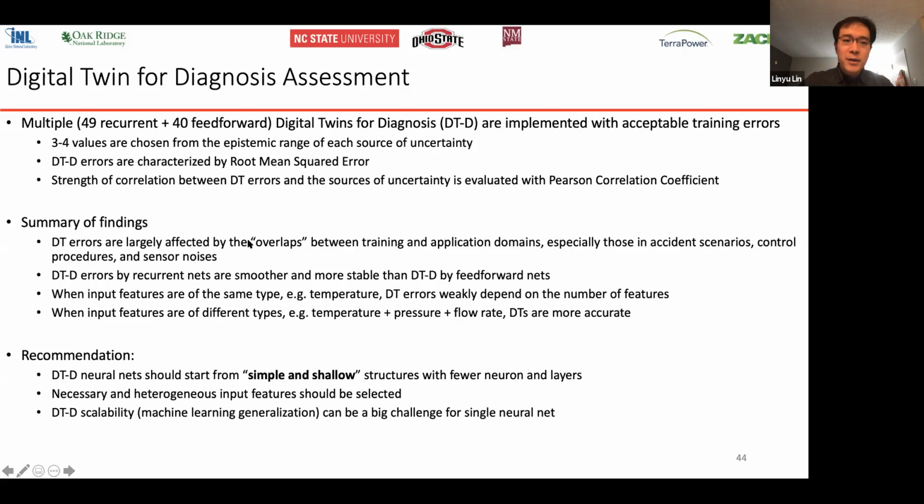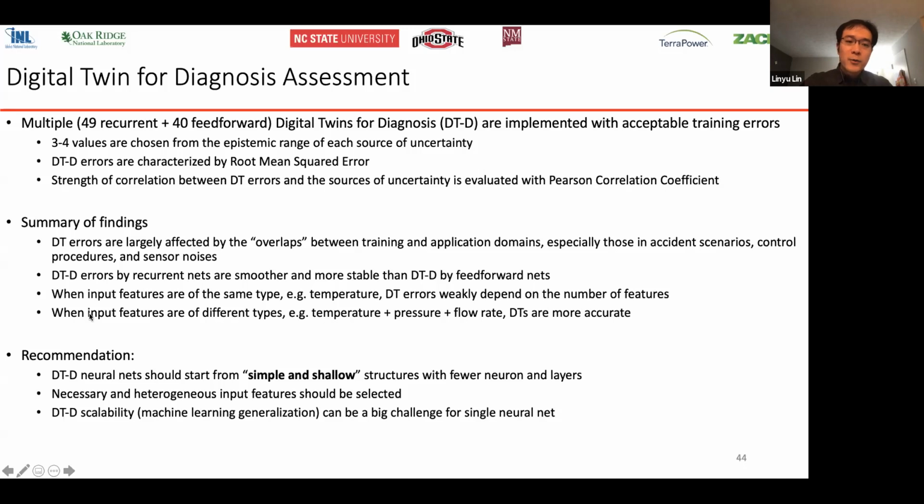And a summary of findings is that the digital twin errors are largely affected by the overlap region between the training and application domain, especially for those in accident scenario, control precision scenario, and the sensor noise. We also found that digital twin error by recurrent networks tends to be smoother and more stable than the digital twin for diagnosis implemented by feed-forward networks, because feed-forward networks are memoryless, while the recurrent networks are more suitable and can remember the sequence. That is why the prediction tends to be smooth if the inputs are smooth.